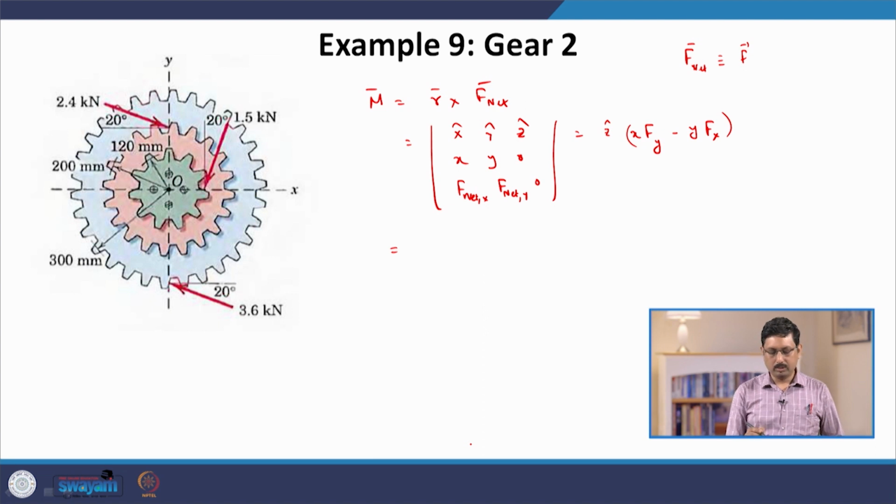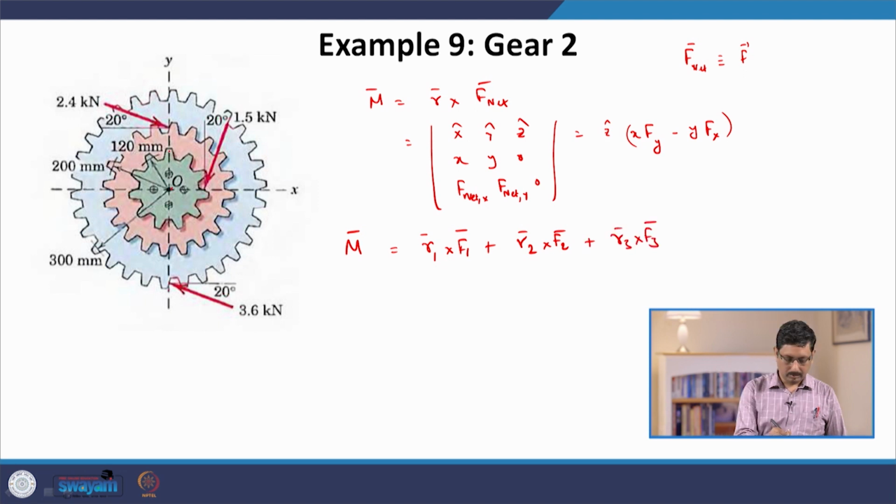Now, how much is the torque generated by these individual forces? That will be given by R1 cross F1 plus R2 cross F2 plus R3 cross F3. So, this is R1, this is on the second wheel, so this is R2, and this is the point of application of the third force, this is R3.